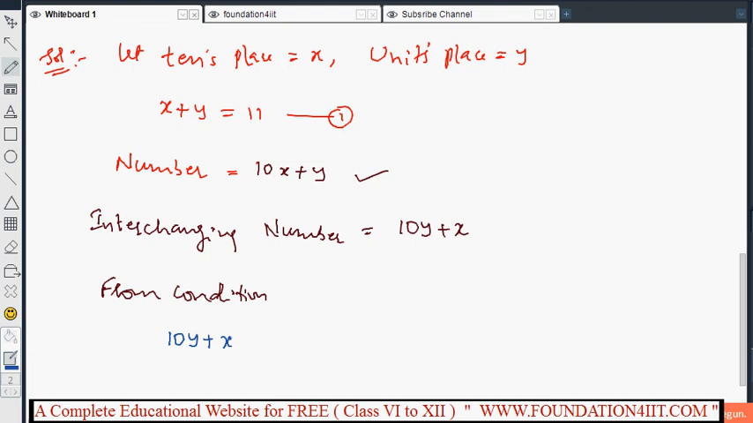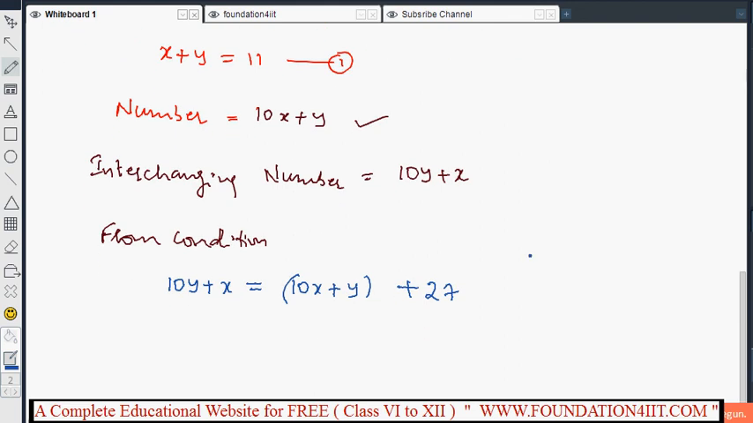Now this is 27 more, so this is equal to plus 27, 27 more than its original number. So original number is 10x plus y. Okay, this is the condition. Clear? This is the interchanging number, this is the original number. So interchanging number is 27 more than this original number. Original number is 10x plus y. Just we need to solve this second equation. Take all the x terms to one side.